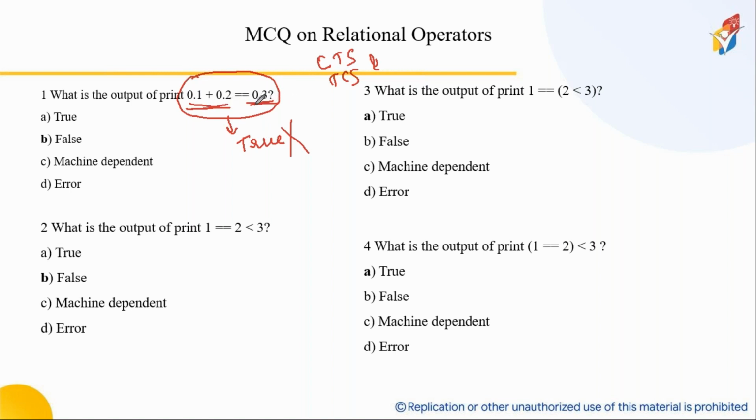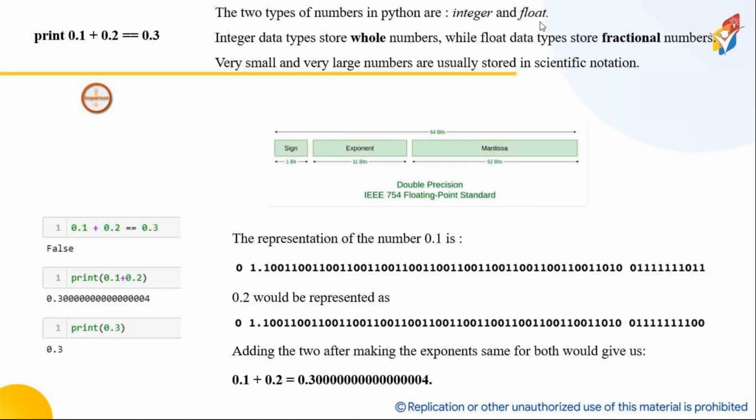Now let me demonstrate this. Yes, it is my responsibility to explain. Just give me one more minute. In the next slide, I have given a beautiful explanation about it. Now look here. Actually, if I print 0.1 plus 0.2, it is going to return false. Why? Because, okay, look here.